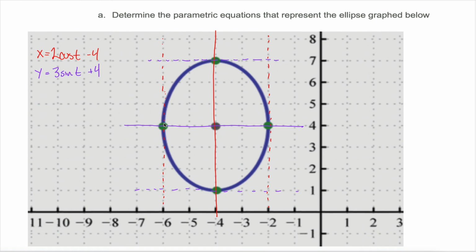From this video, really what we want to do is understand how these parametric equations represent this ellipse, and conversely how this ellipse can be represented by these two parametric equations. If you got all that, you got all you need from this video.